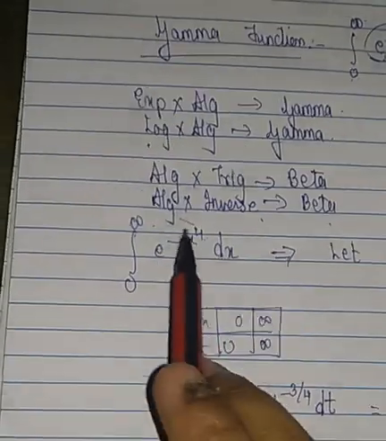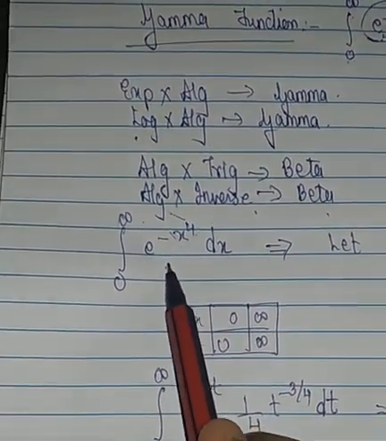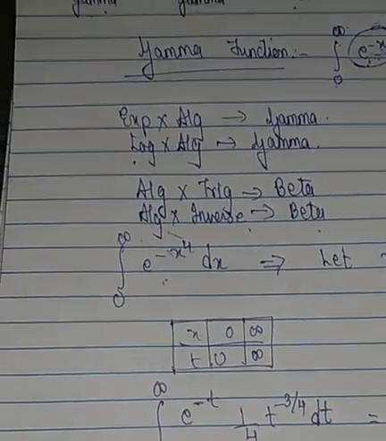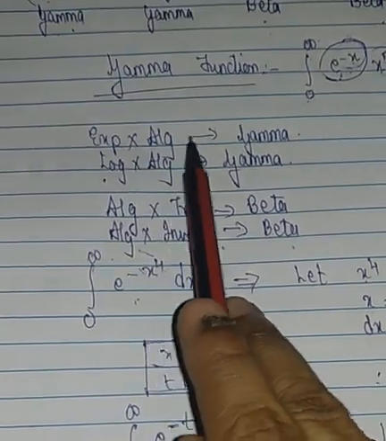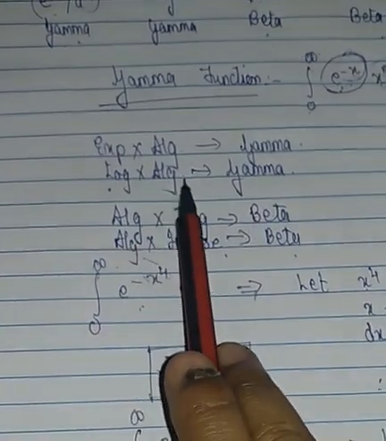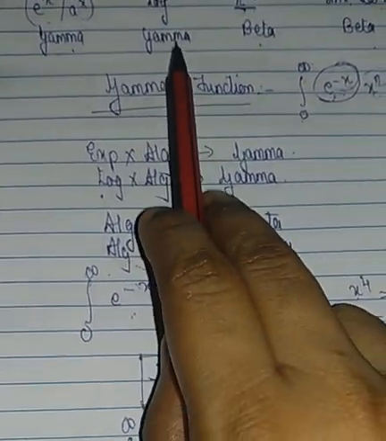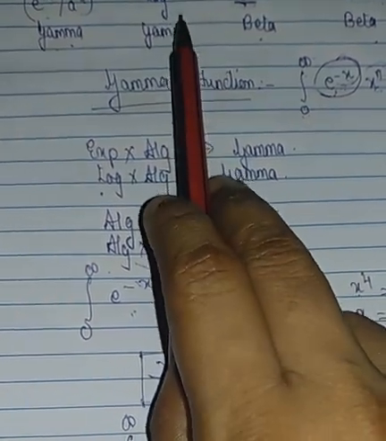So if I see exclusively exponential, it's bound to give me a gamma. The product of exponential and algebraic is also going to give me a gamma. Log into algebraic, gamma. Exclusively log also is going to give me a gamma function.